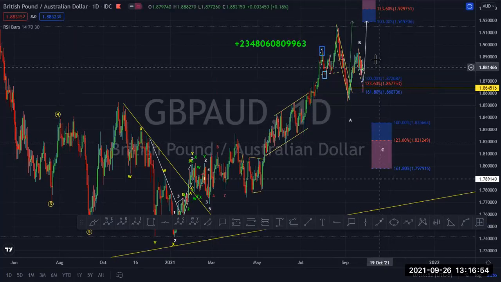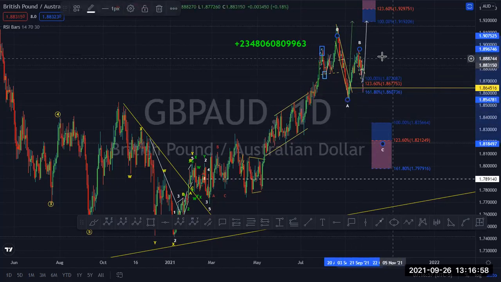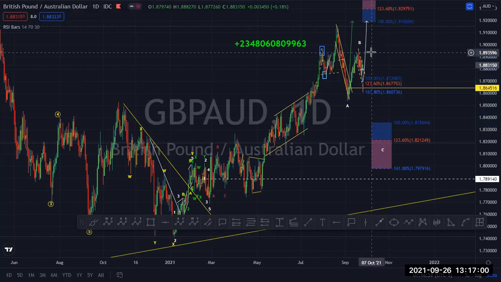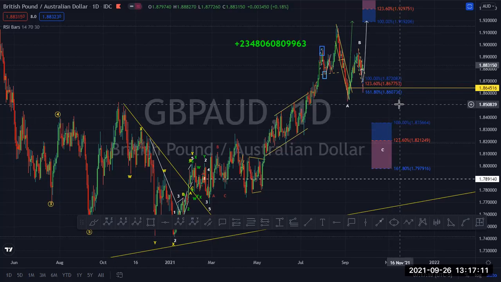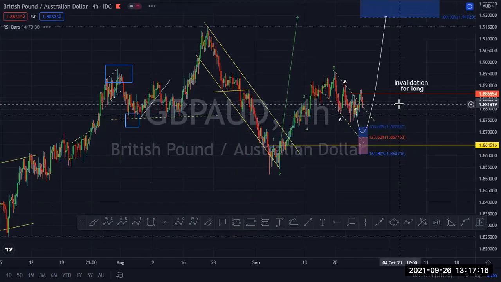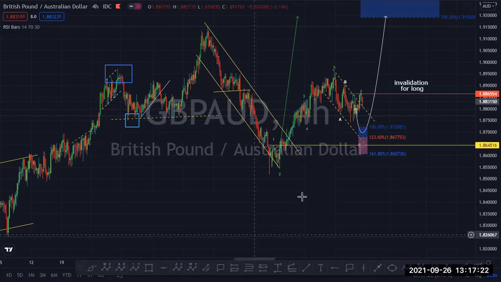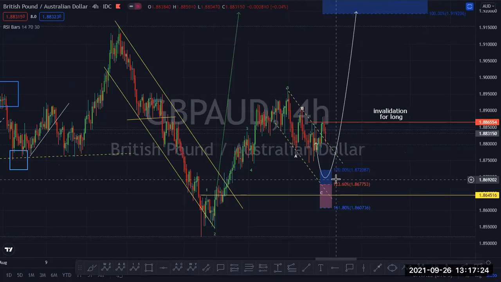Pounds AUD. This is wave A. The wave B might still be developing. Okay, so wave B must still be developing. So to know that, let's go to 4 hours. So on 4 hours, there's something here on this 4 hours chart.